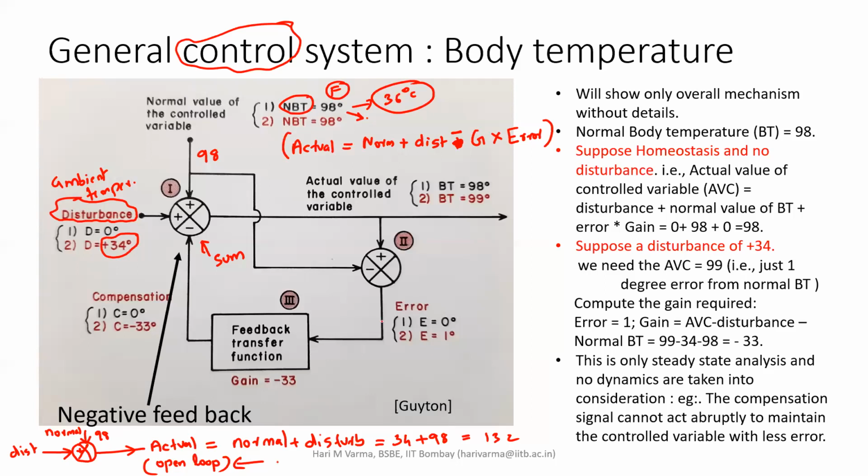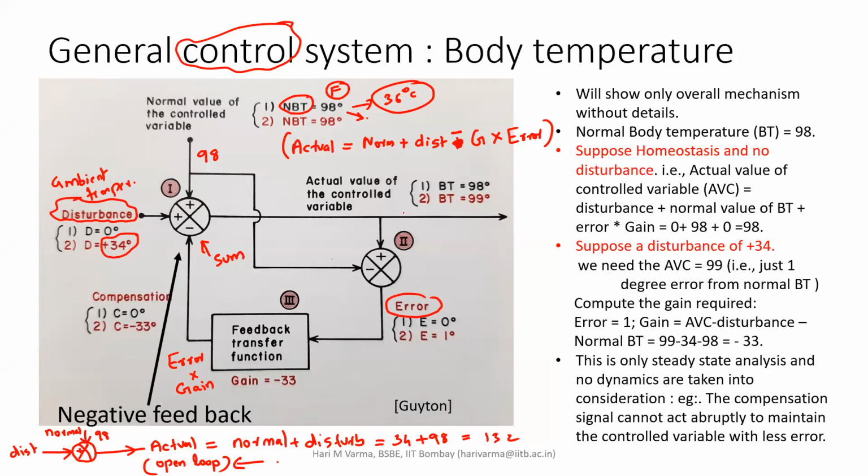According to this diagram, this is my error. This will be error into gain. So when you have a block diagram like this, the output of this block will be error multiplied by gain. That's what it means. So if my error is 1 and my gain is 33, it should be 33. Just multiply it, some numbers. So that will be this one. So this is what my formula is.